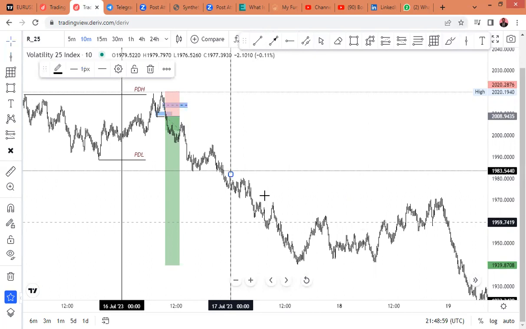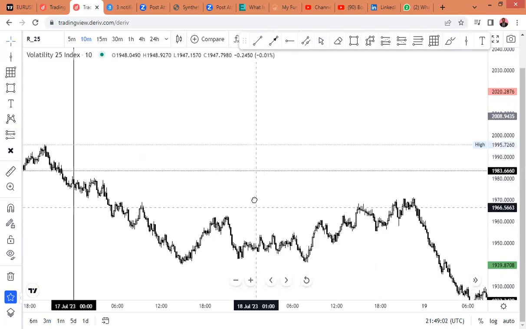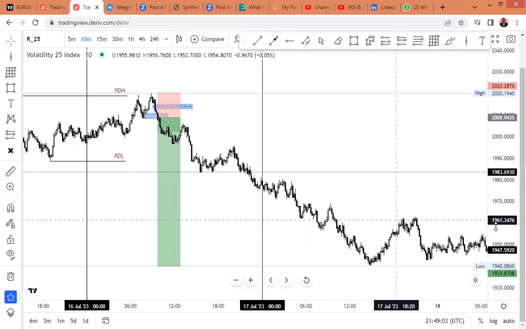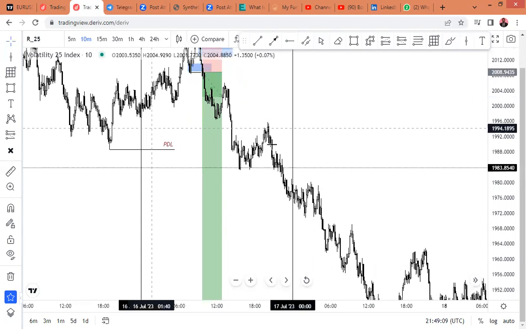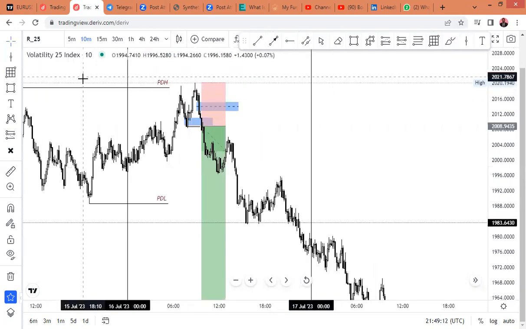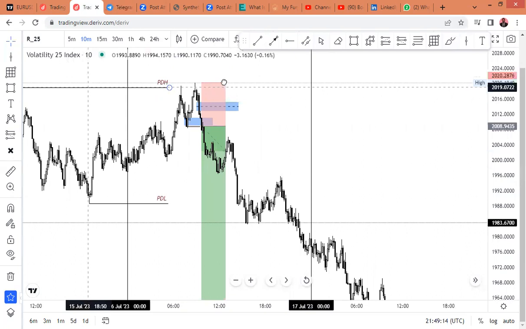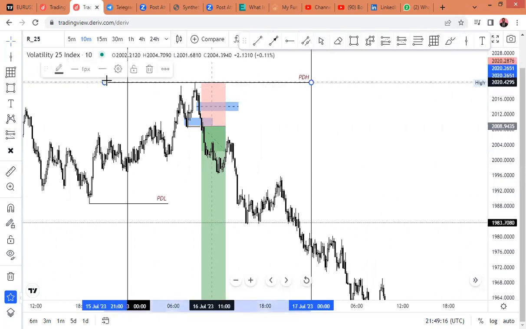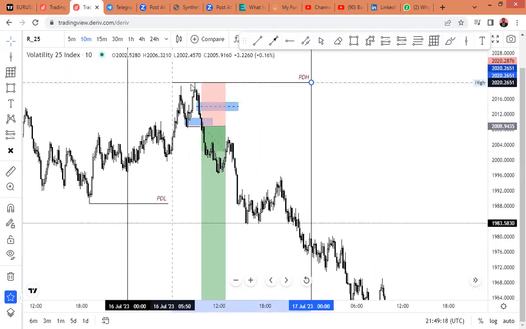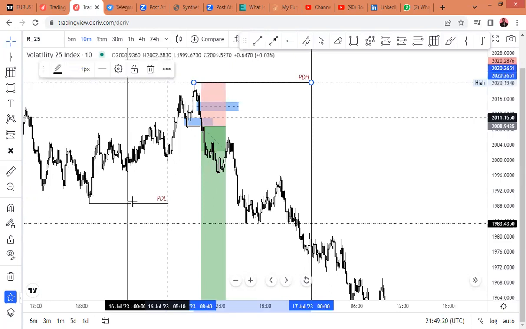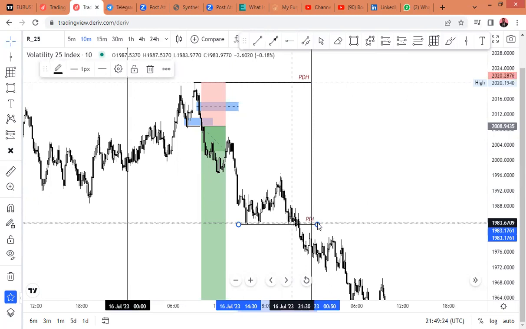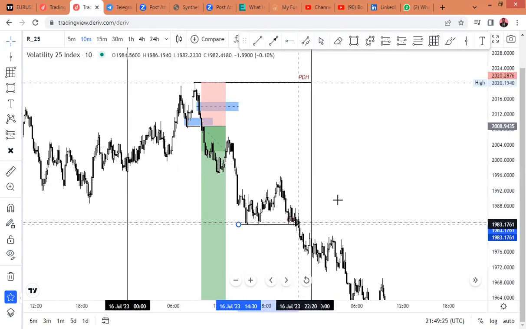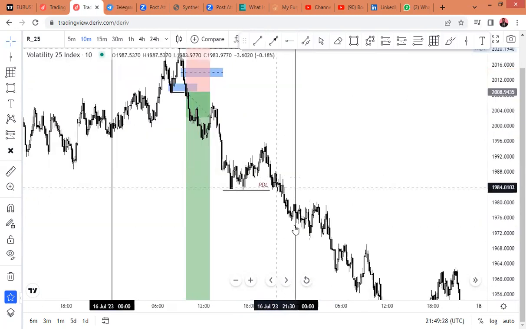Okay. So on the 17th, price opened and took the previous day low that same day. Price took that. So the next previous day high was here. Previous day high was here. But on the 16th, this was the previous day high for the 16th, and this was the previous day low for the 16th. So before price closed, price took the low.